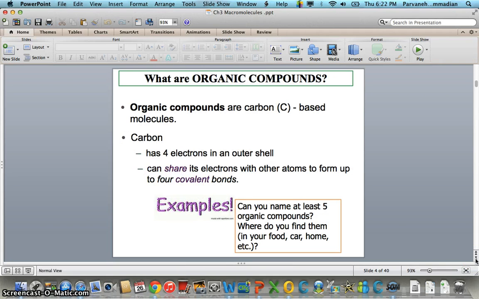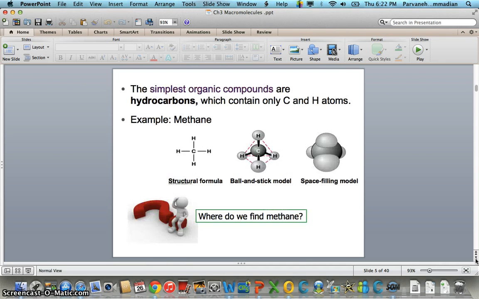Now, what is an organic compound? Organic compounds are based on carbon molecule. Carbon is an element on the periodic table, and it has 4 electrons in the outermost shell. So that means it likes to share electrons with other elements and to form covalent bonds. So that's pretty much all what you need to know about the organic compounds.